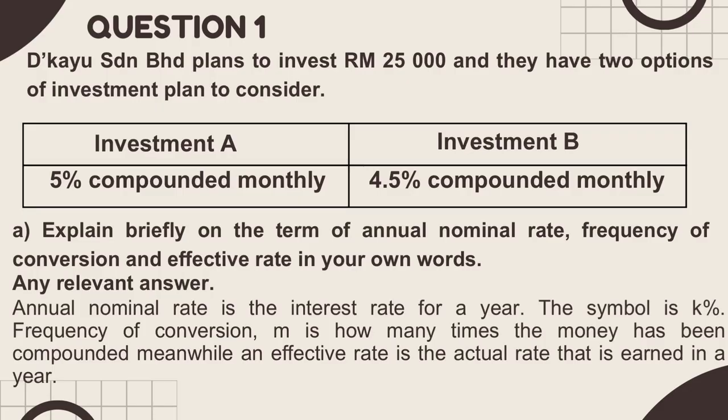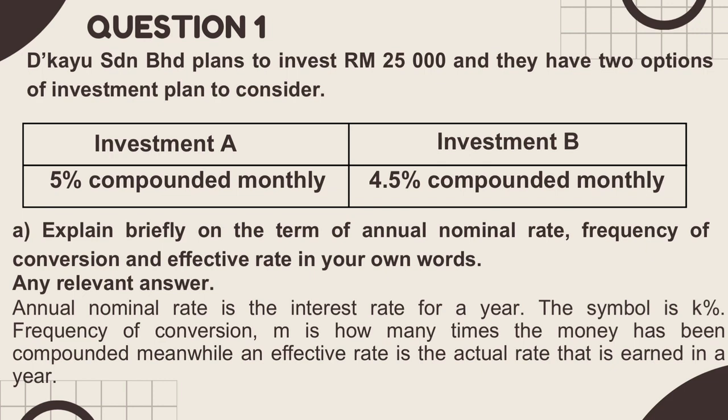Okay, we will start with question 1. The Kayu Sendirian Berhad plans to invest RM25,000 and they have two options of investment plan to consider. Investment A, 5% compounded monthly. Investment B, 4.5% compounded monthly. A. Explain briefly on the term of annual nominal rate, frequency of conversion and effective rate in your own words.